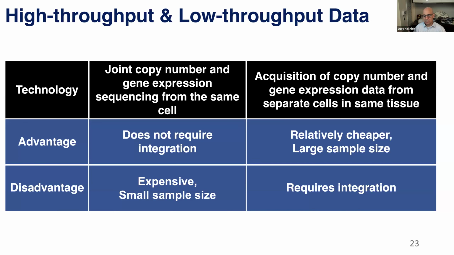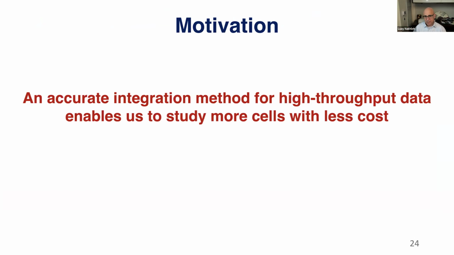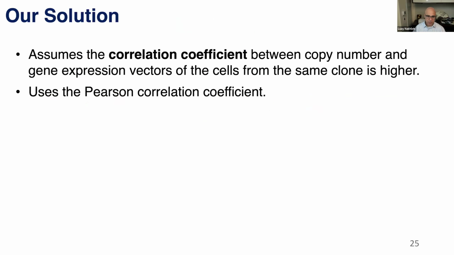And that will require integration that we do here computationally. So what we really need is an accurate integration method for this high throughput data that enables us to link DNA and RNA from these individual cells so that we understand these correspondences. As I mentioned before, we assume that the correlation between copy number and gene expression coming from the same clone is higher. So now I'm starting to talk about clone.